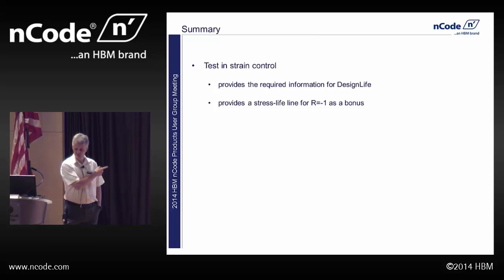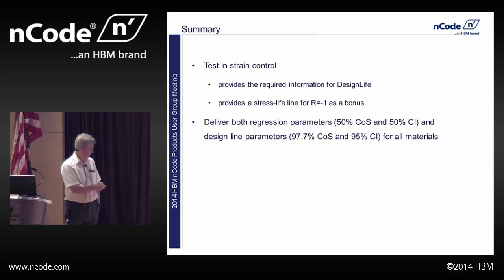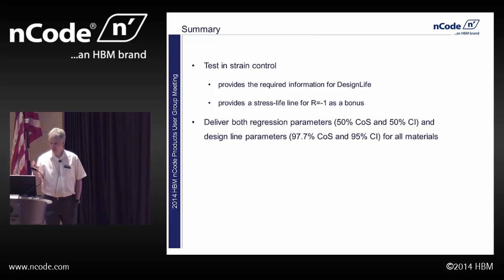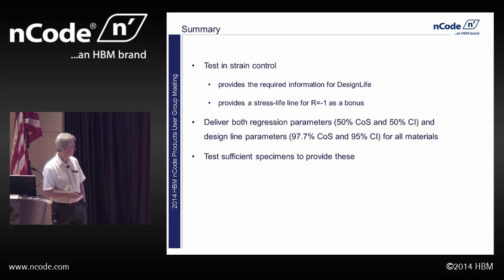Thing to remember again, that's at R ratio -1 because that's what we've done the strain-life test at, and that may not be what's in the literature for the same material. Generally, most of that would be at 0.1, not at -1. And we deliver both regression parameters at the 50% curve and also design parameters at 97.7% and 95% confidence intervals for all the materials. And we try and test sufficient specimens, so a minimum of 25, occasionally up to at least 40 sometimes, definitely a minimum of 25 in terms of what we think is necessary.